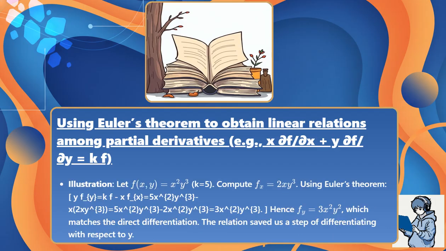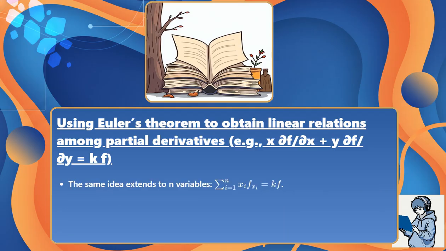Illustration: let f(x, y) = x²y³, k = 5. Compute f_x = 2xy³. Using Euler's theorem, y f_y = kf − x f_x = 5x²y³ − x · 2xy³ = 5x²y³ − 2x²y³ = 3x²y³. Hence f_y = 3x²y², which matches the direct differentiation. The relation saved us a step of differentiating with respect to y.